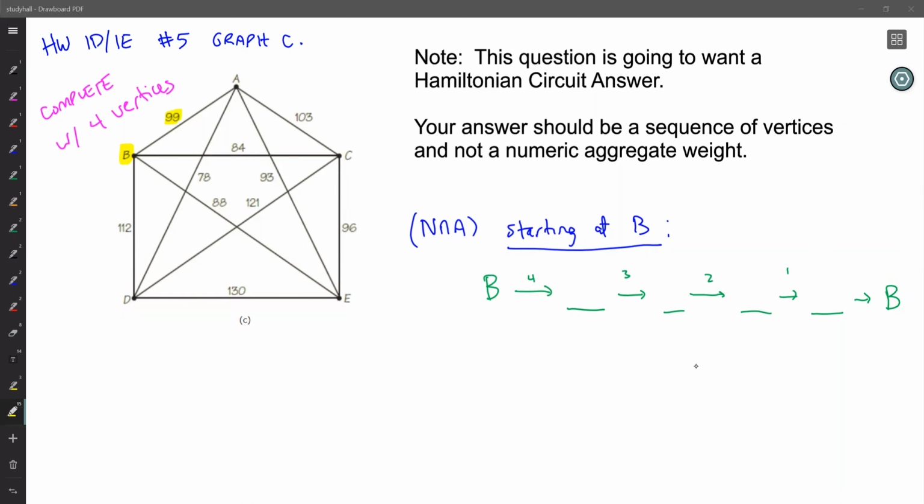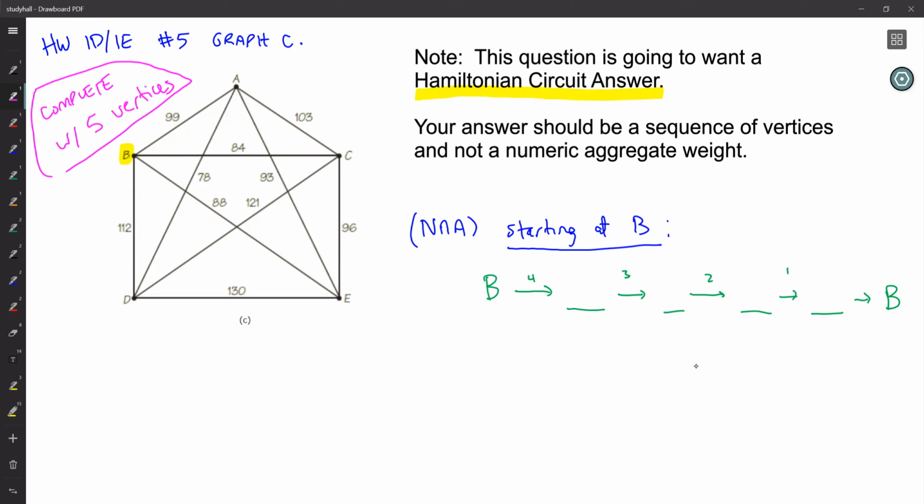All right. So let me just recap everything I just mentioned. We are doing homework 1D, 1E, number 5, graph C. And just as a reminder, this is asking for a Hamiltonian circuit and not an aggregate weight. So your answer should be letters instead of numbers, right? My graph here has numbers. Yours might be different, but just be on the lookout for that. So this is not 4 vertices. This is 5 vertices. We have a complete graph with 5 vertices. A complete graph means that you can get from any vertex to another vertex in one step.